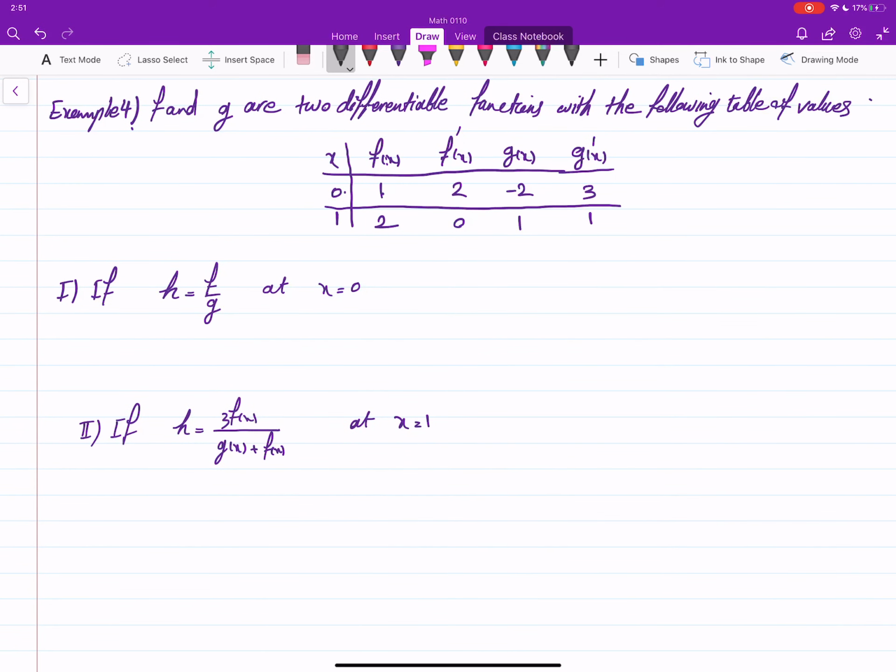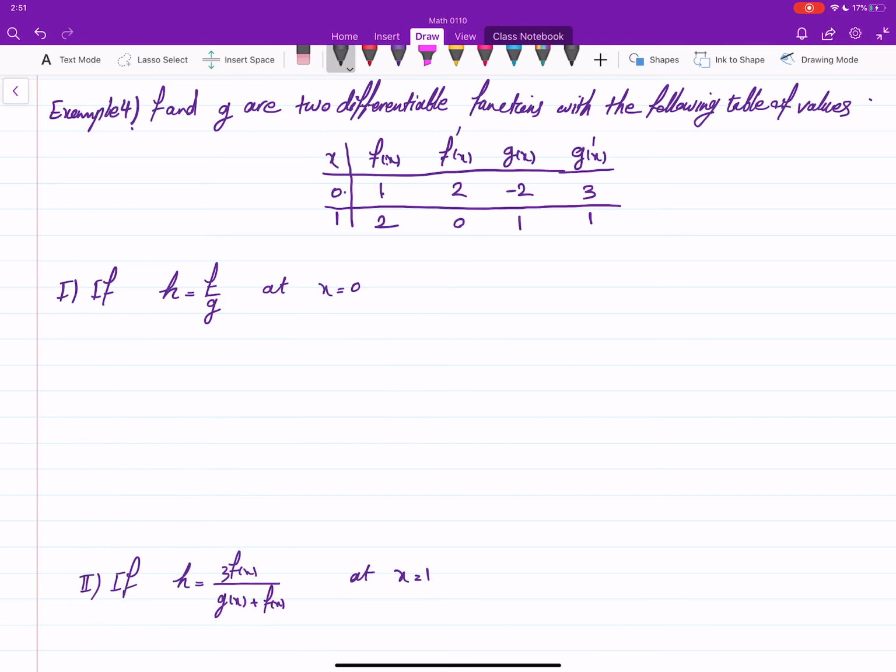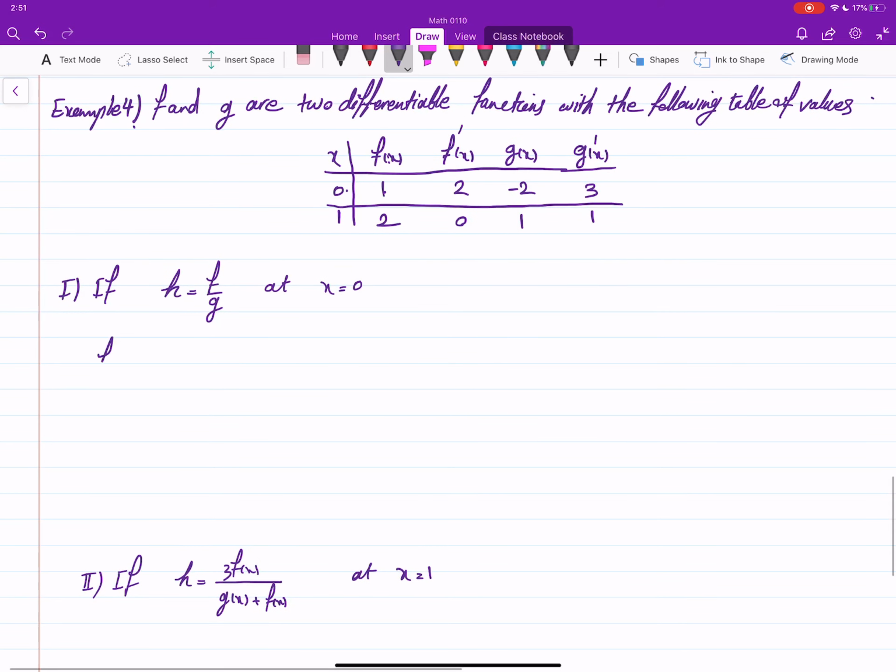Well, here we have two functions, but we don't have the whole functions. What we have is just some values. Okay, you may say, how am I going to differentiate this thing? Well, in this case, for example, we are trying to find h prime of x, which is f of x over g of x. You find the derivative of that. I don't know what f and g are, but we can write the quotient rule.